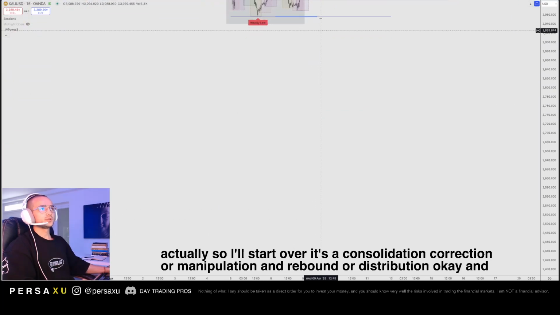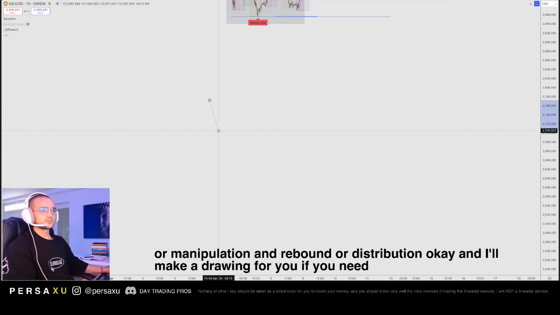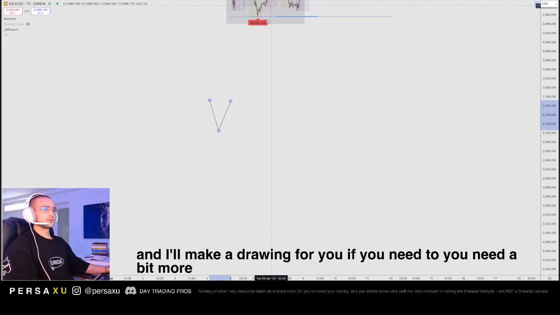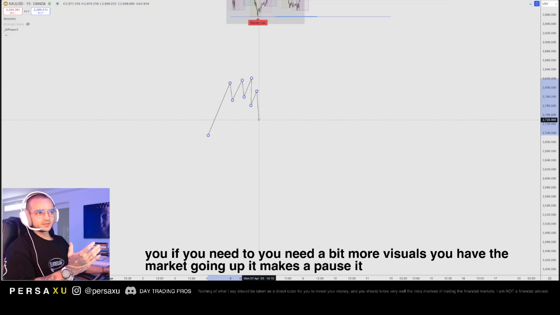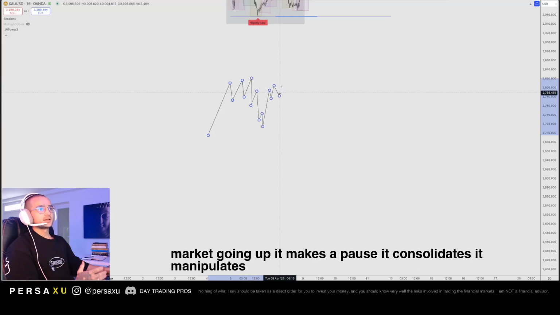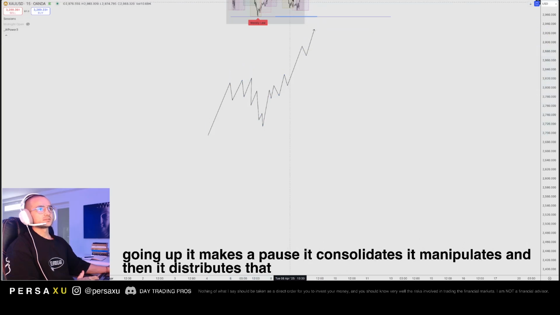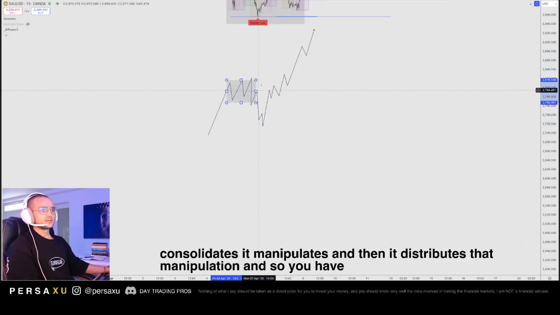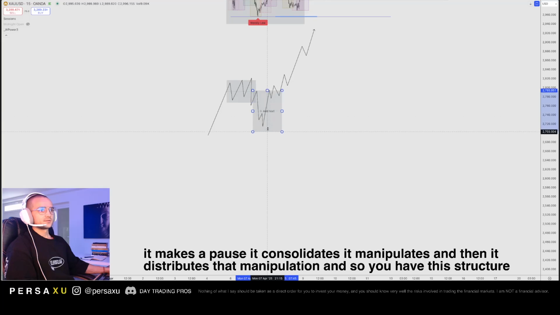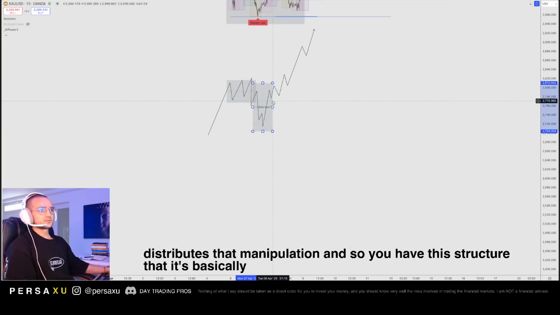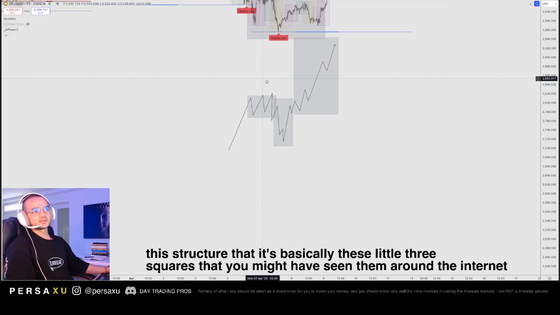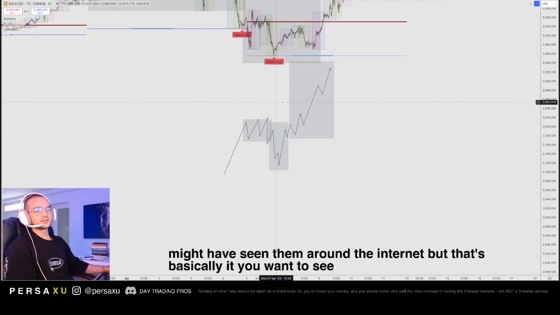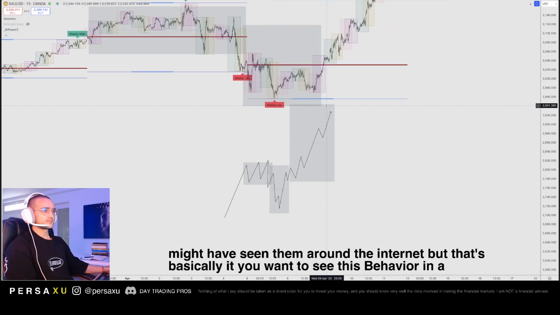Okay, and I'll make a drawing for you if you need a bit more visuals. You have the market going up, it makes a pause, it consolidates, it manipulates, and then it distributes that manipulation. And so you have this structure that it's basically these little three squares that you might have seen around the internet, but that's basically it. You want to see this behavior in a bullish market.